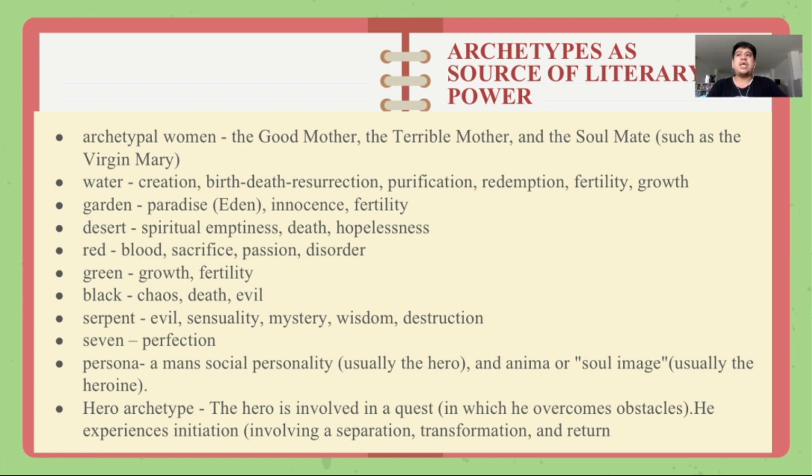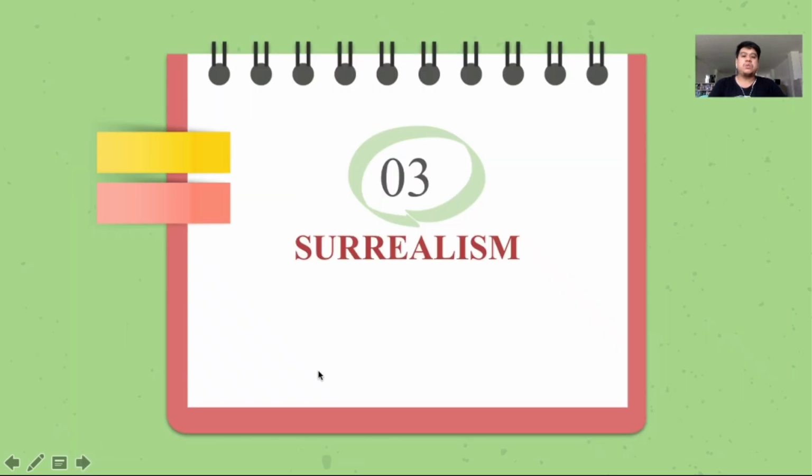Again, these archetypes are recurring patterns that could be seen in different texts as you read. And with its interpretation, we have these different meanings as to different archetypes. Okay, so that is archetypal or mythical criticism. Let's have this one. The third one is surrealism. So what is this surrealism?